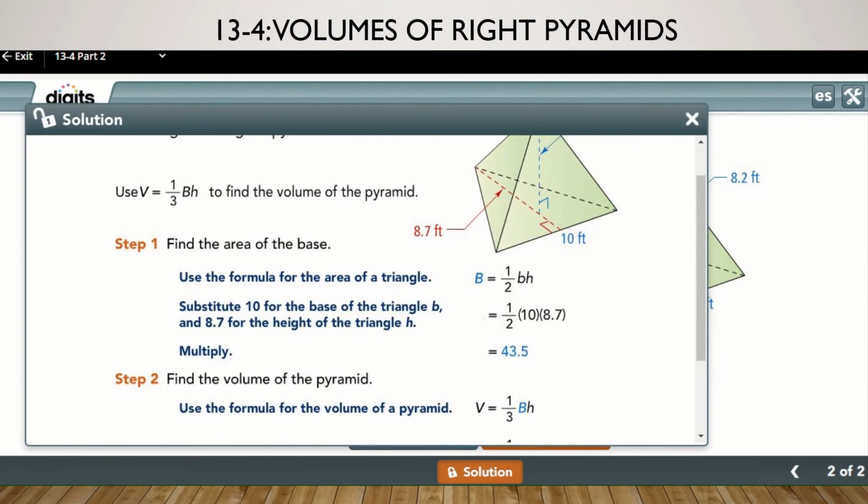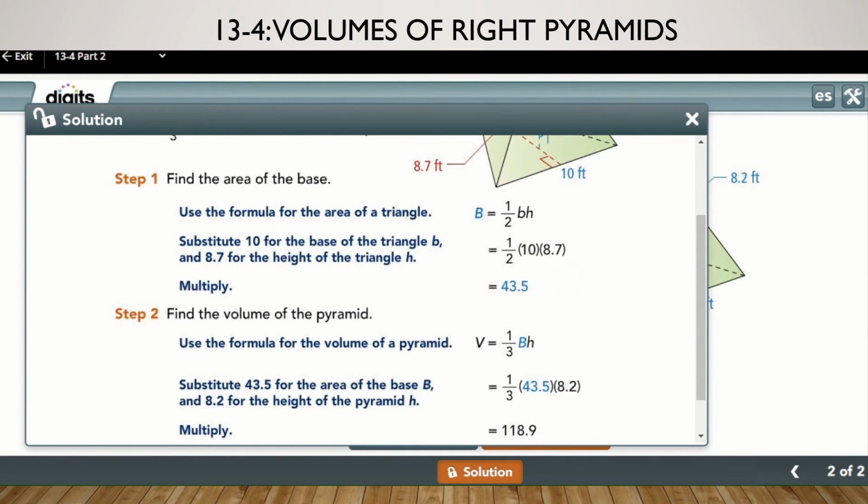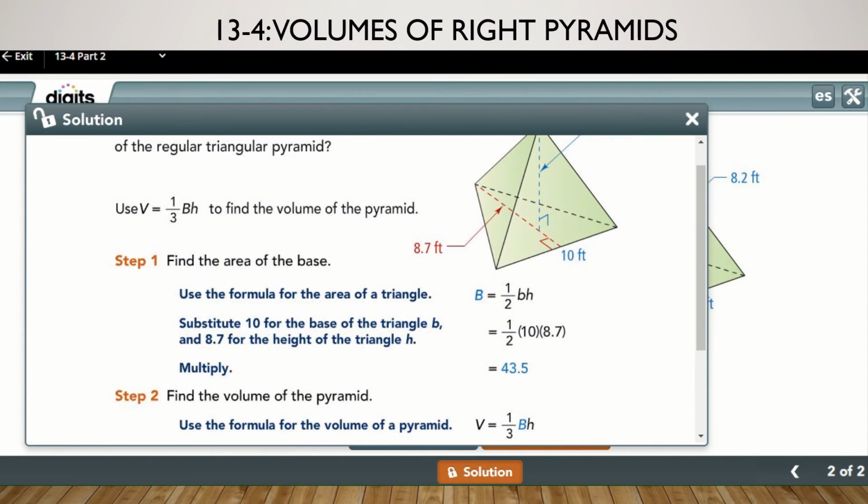And here's your solution. Step 1, find the area of the base. We know it's a triangle, so you use 1/2 base times height. If you look at the bottom, the base of that triangle is 10. And the height of that triangle that I outlined in blue is 8 7/10. Then you multiply all of that. This is the area of the base.